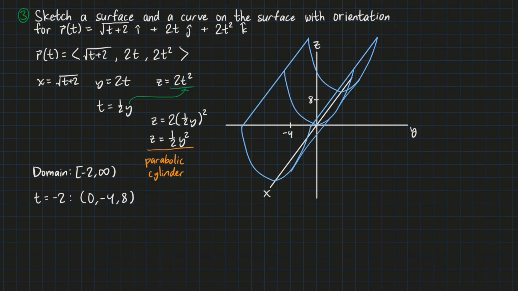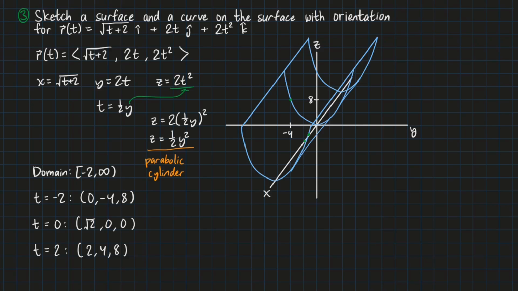So let's just say that this is where 0, -4, and 8 is. And then we can increase the values of t. Let's say t equals 0, we'll have the point square root of 2, 0, 0. And that's going to be somewhere on the x-axis. Then we can plug in a 2 for t, and we're at the point 2, 4, 8. And now we're on the right side of the parabola somewhere.